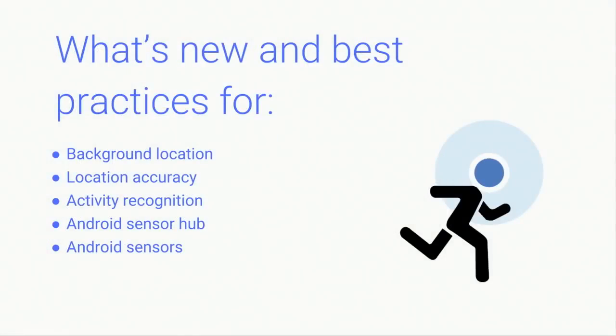We're really excited to be speaking with you today about what's new with Android sensors and location. Now, we'll start by discussing some of the upcoming changes to background location and how you can prepare your application for the Android O release. We'll then discuss accuracy improvements to location, improvements to activity recognition, as well as sensors. So let's get to it.